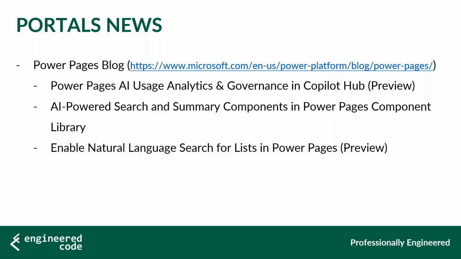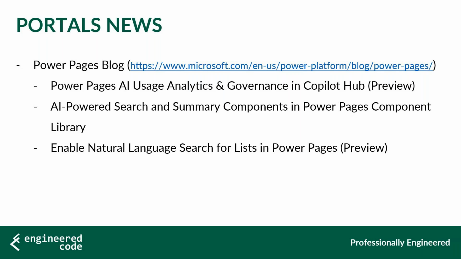There are two new components available. One is the AI-powered search, and the other one is the AI-powered summary components in the Power Pages Studio. So when we talk about components, those are when you're building a page and you hit the plus button and you have all the options of whether you want to add a list or a form, the different building blocks you have for your web pages. Now you're going to see a few more options.